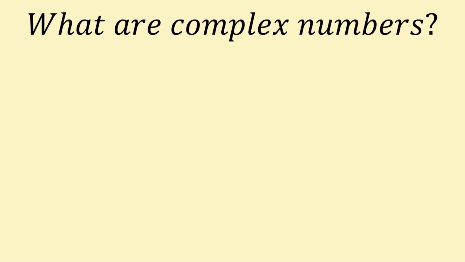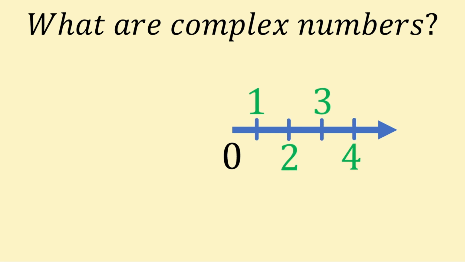What are complex numbers? In 3 minutes. To form complex numbers, we use the number sets that we're already familiar with. Let's take a look. 0 and a positive number line. The positive whole numbers, 1, 2, 3, 4, and so on, are called the natural numbers, double struck N.